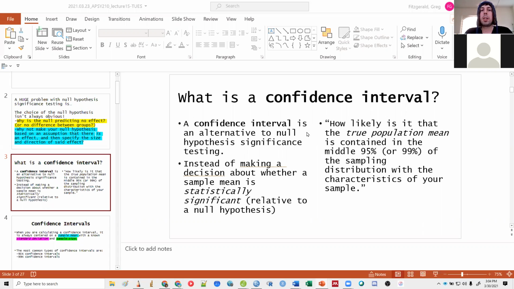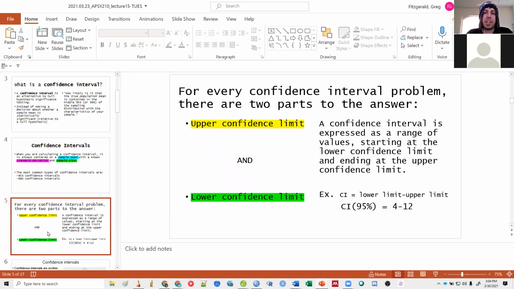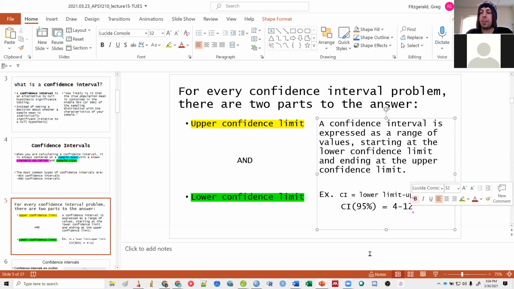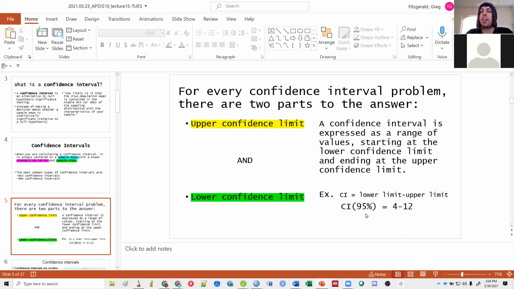So a confidence interval is always going to be a range going from a lower score all the way up to a higher score. One might say that the 95% confidence interval for a given estimate is between 4 and 12. If we were to say that the 95% confidence interval went from 4 as our lower confidence limit, up until 12 as the higher confidence limit, it is the probability that the true population mean is between those two numbers.